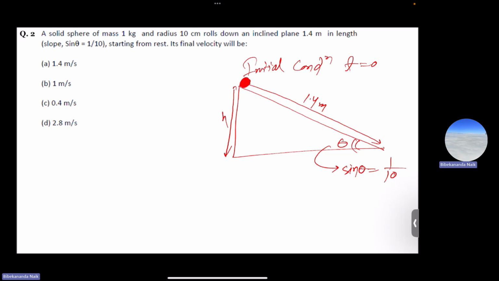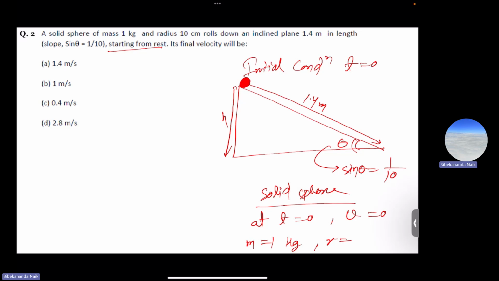There is a solid sphere. This is another particle, a solid sphere. At t equals 0, its velocity is 0 because it is at rest. In the question, it is given starting from rest, the height is h, the mass of the solid sphere is 1 kg, and its radius is 10 centimeter.